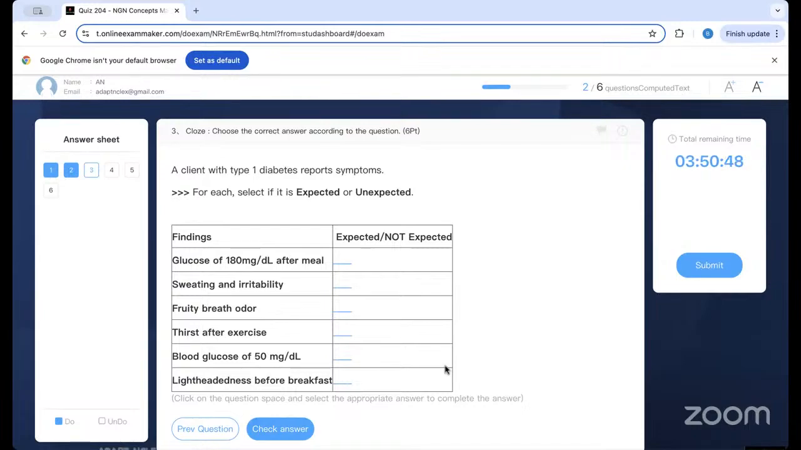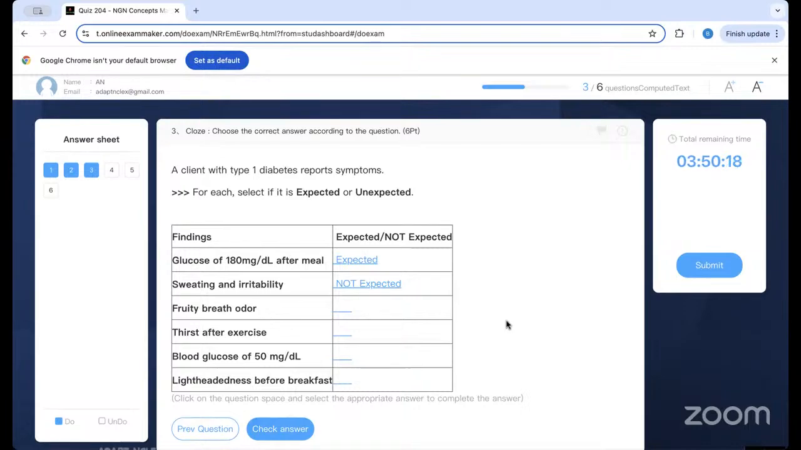Even if they give you a case study, ignore it. Think about it like this. Say it loud to your ears and say, hey, why would I worry about it? Should I intervene? If you eat right now and you have diabetes, your glucose is not going to be normal. So this is an expected finding, right? When you're sweaty and have irritability, hey, you may be hypoglycemic. So not an expected finding.